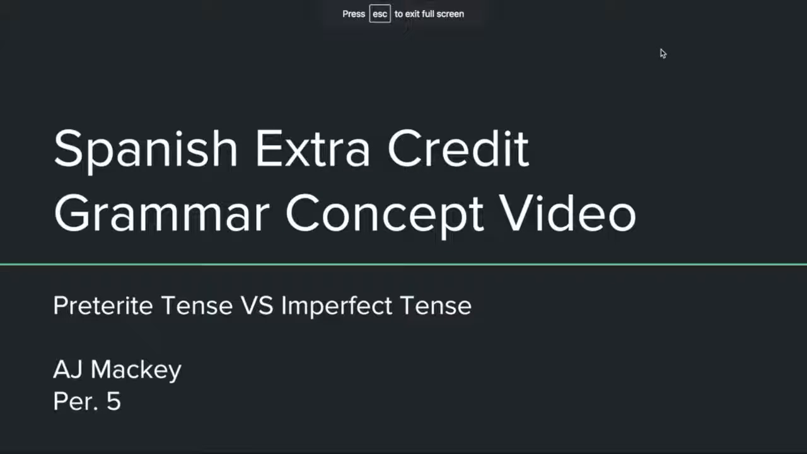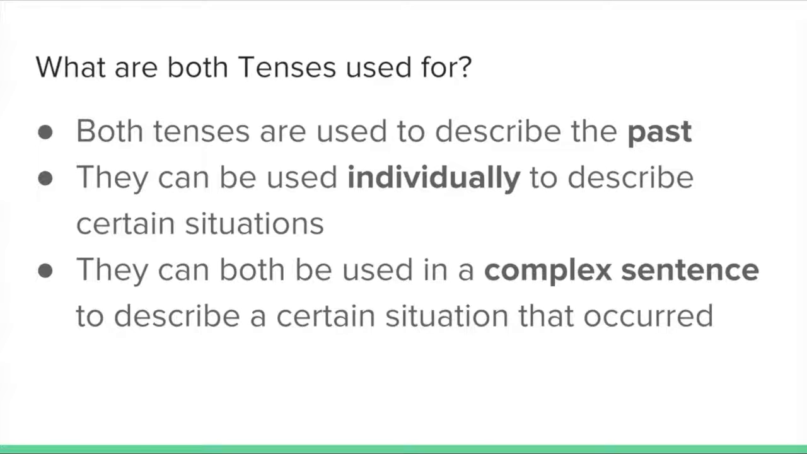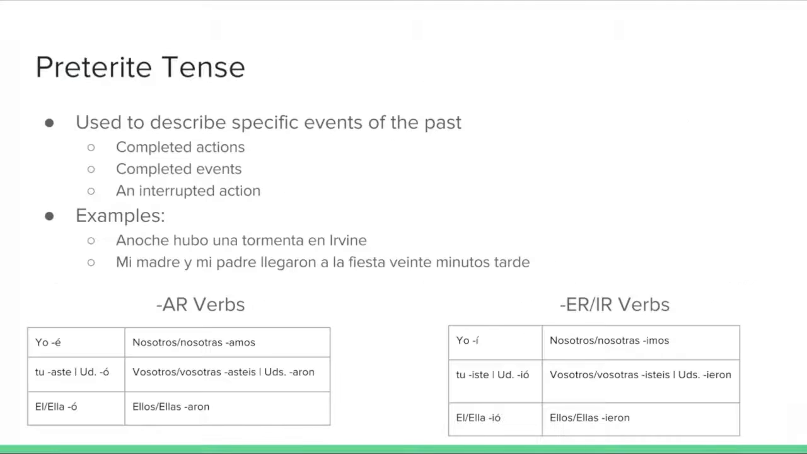Okay, so this is for my Spanish extra credit grammar concept video on the preterite and imperfect tenses. Both tenses are used to describe the past. However, they can be used individually to describe certain situations, but also in a complex sentence to describe a certain situation that occurred. The preterite tense is used to describe specific events of the past, which can include completed actions, completed events, or an interrupted action that we'll later learn for complex sentences.